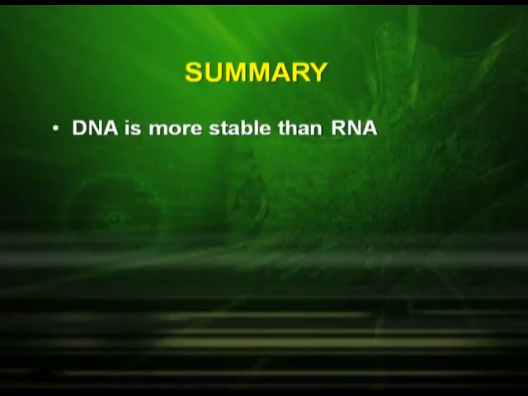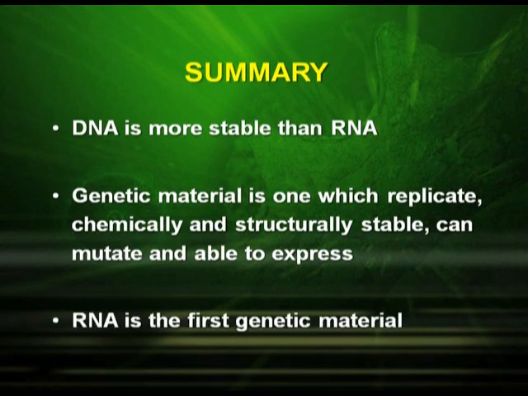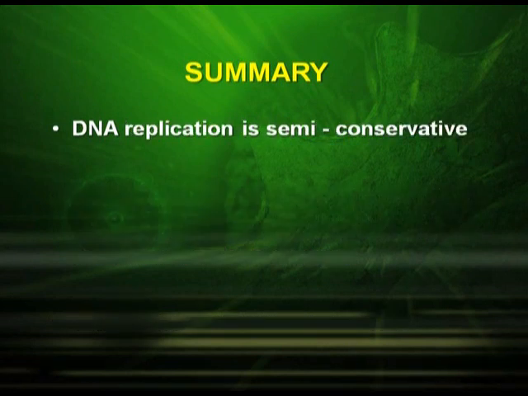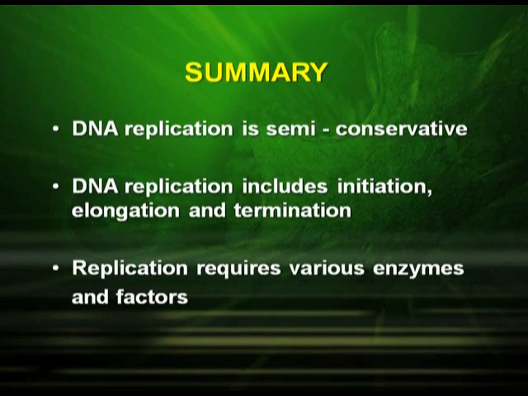So, now let us have the summary of the topics. The DNA is more stable than RNA. The genetic material is one which can replicate, is chemically and structurally stable, can mutate and is able to express. RNA is the first genetic material. DNA replication is semi-conservative. DNA replication includes initiation, elongation and termination, and replication requires various enzymes and factors.